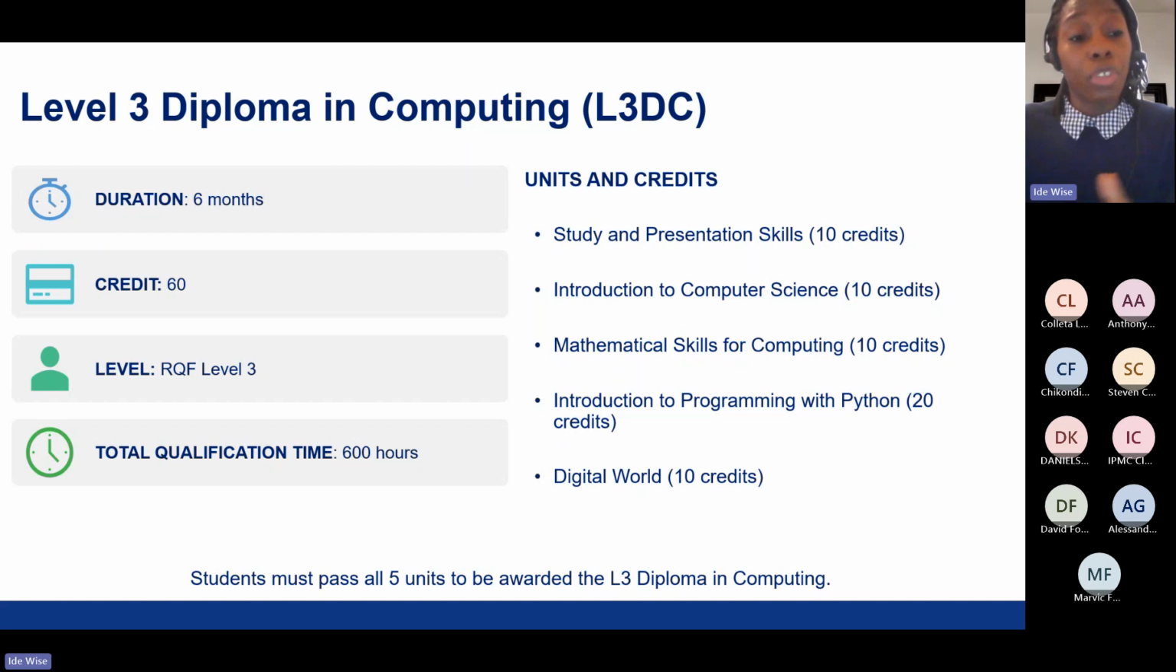In terms of the credits, the total number of units is 5 units. Students must complete all 5 and then they will gain 60 credits. And given that it's 60 credits, it's a 6-month duration on this qualification. We'll be going into the detail of the different units a little bit later.